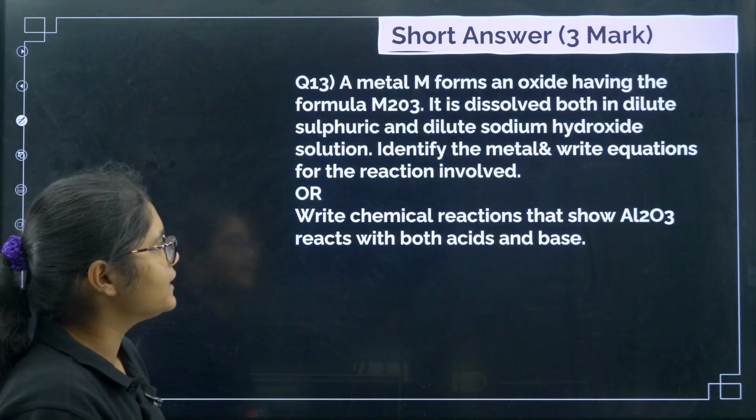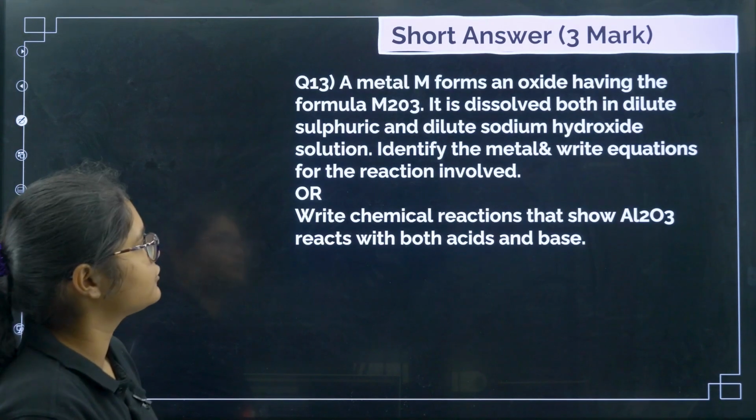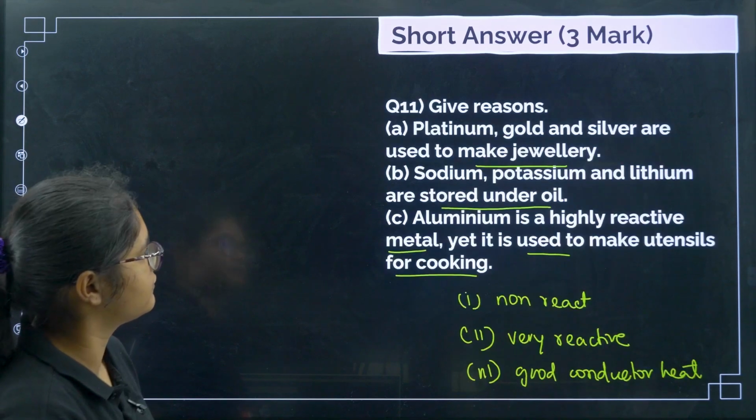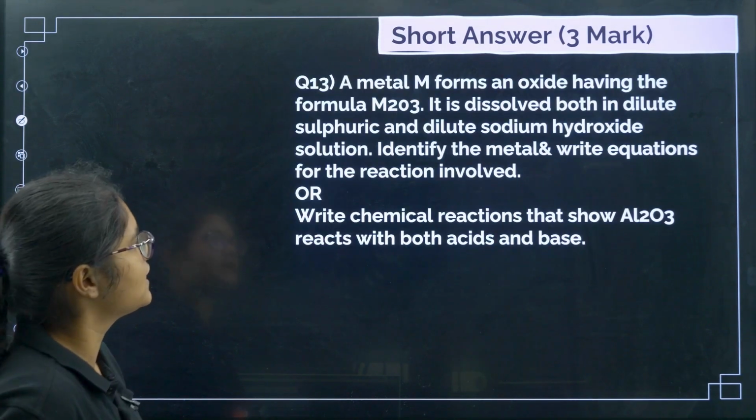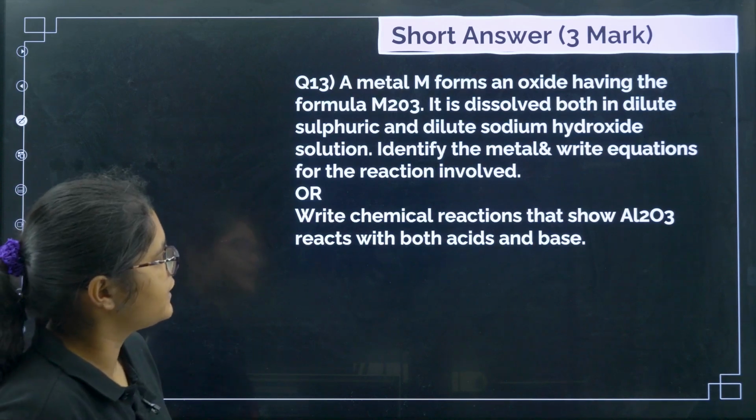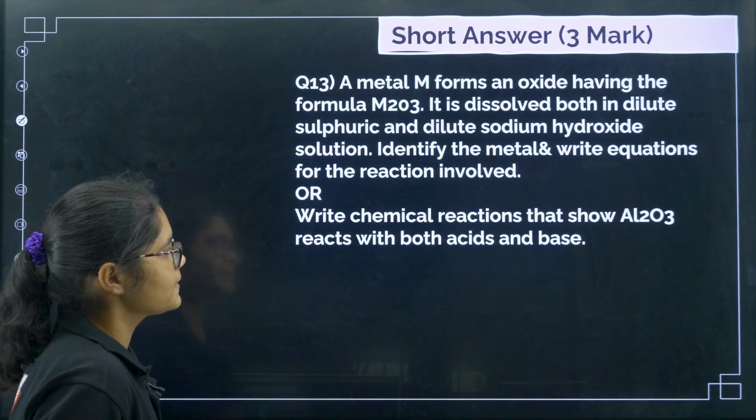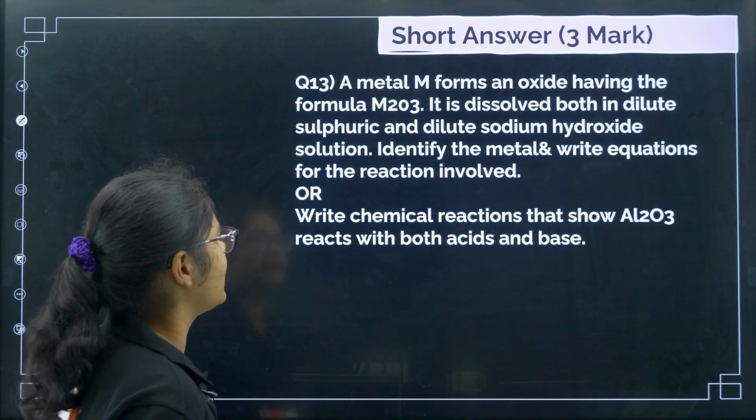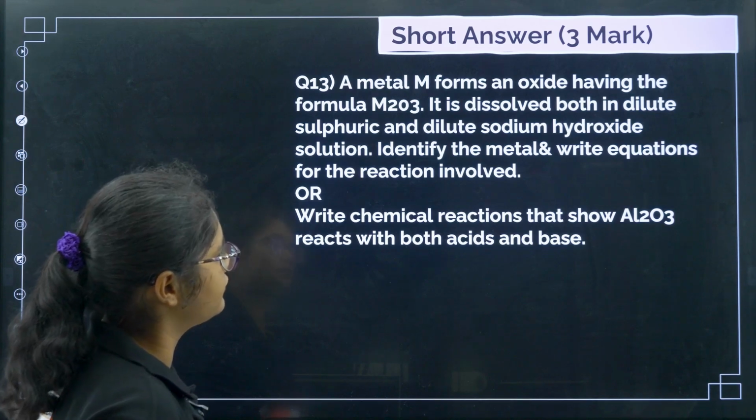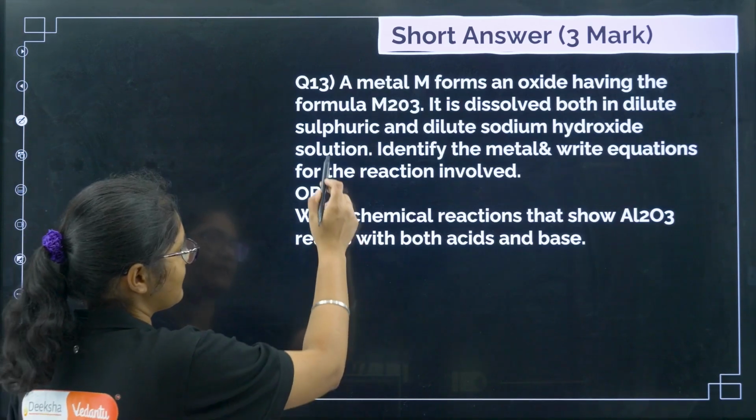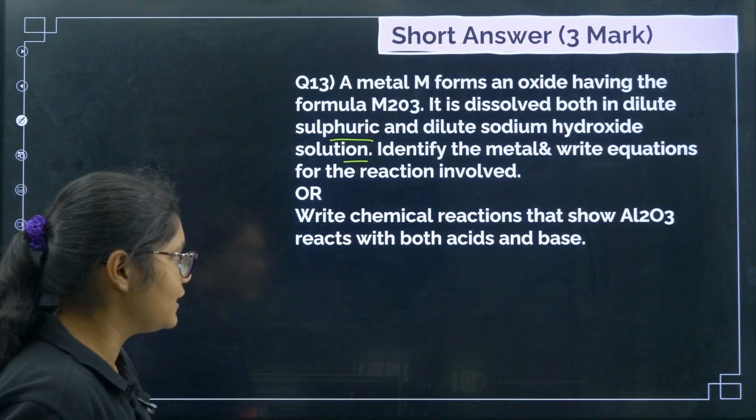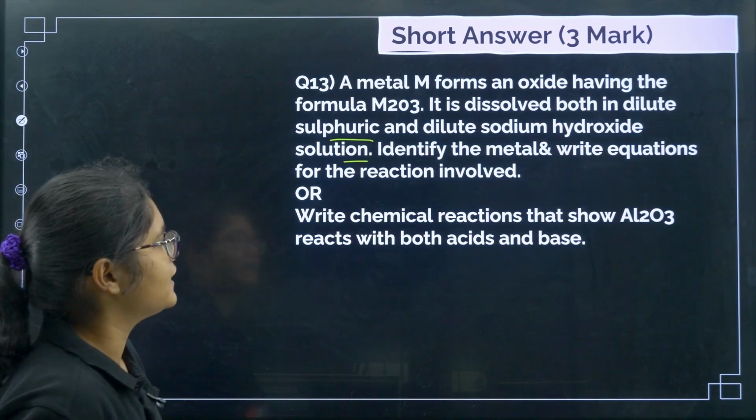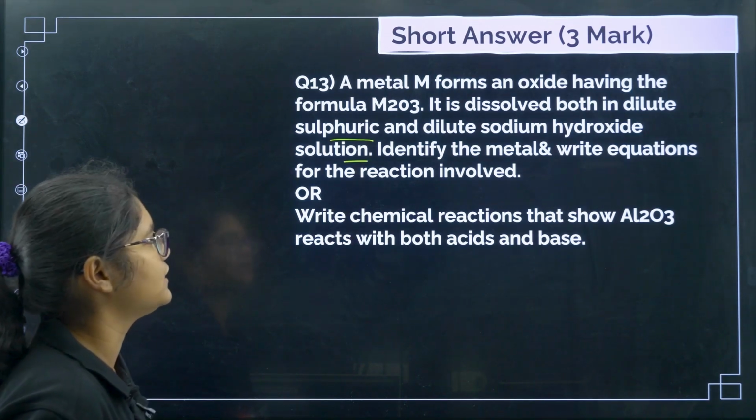Next, a metal M forms an oxide. So now we have come to, okay, so we have already done 2 marker questions, now some 3 marker questions. A metal M forms an oxide having the formula M2O3. Now it is dissolved both in dilute sulfuric acid and dilute sodium hydroxide. So means what? It is an amphoteric oxide, right? Reacts with both sodium hydroxide and sulfuric acid. Identify the metal, write equations for the reactions involved.